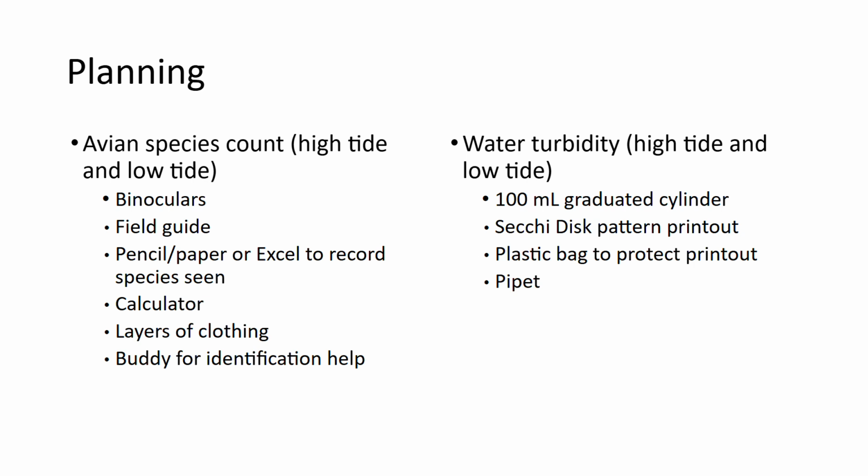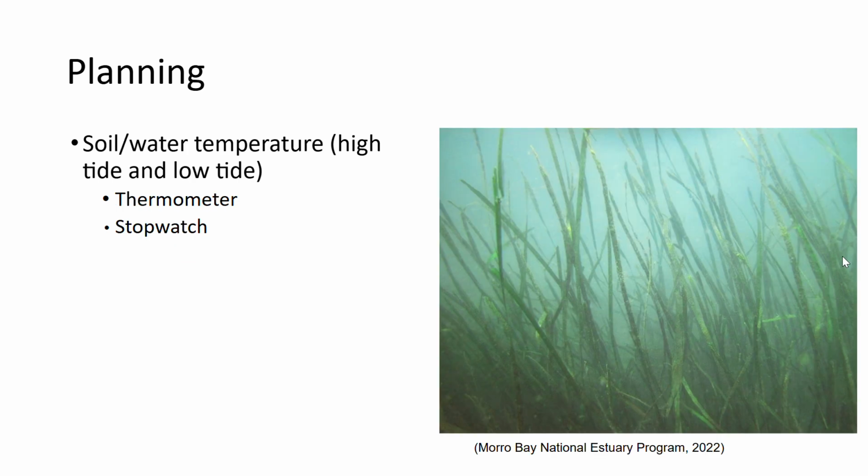Another test I did was water turbidity. This was similar to one used for the surface water lab. So water was collected in a 100 milliliter graduated cylinder. There was a Secchi disc printout underneath of it. I put that in a plastic bag to protect it from water, and I used a pipette to fill up the cylinder. The third and final test that I did was soil and water temperature.